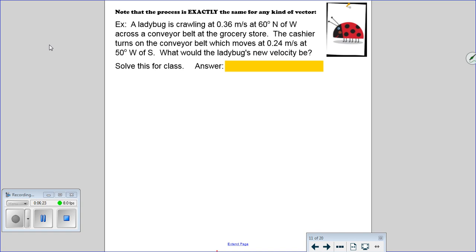All right, so first of all, let's give the two vectors in the problem a name. The ladybug is doing this, so let's call that vector L for ladybug. You can call it whatever you want. You can call it A, B, Q, ladybug. I don't care. Give it a name. I've chosen the name L. So vector L is 0.36 meters a second at 60 degrees north of west. Okay?